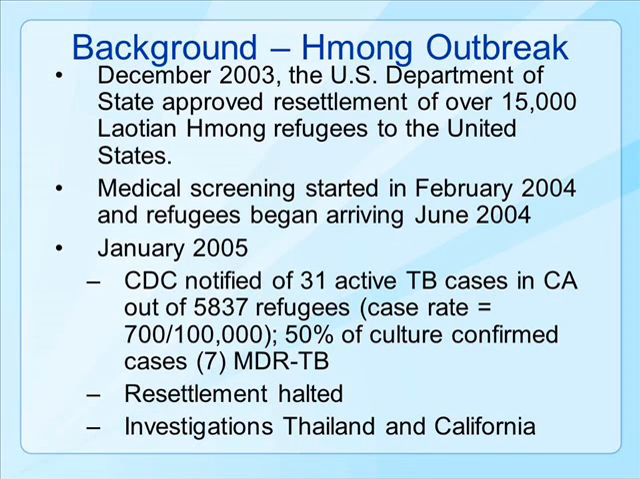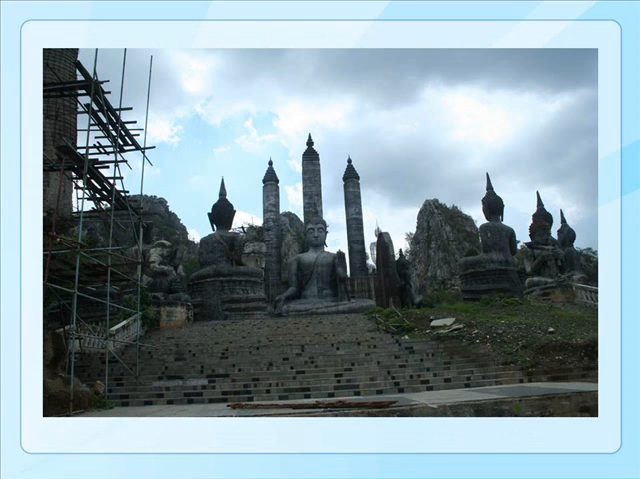CDC was notified of 31 active TB cases in this population in California out of approximately 6,000 refugees, giving a case rate of 700 per 100,000, compared to the U.S. case rate of under 4 per 100,000. 50% of these cases were culture confirmed with multi-drug resistant TB. The resettlement was halted, and there were investigations performed simultaneously by CDC in Thailand and in California. This is a picture of Wat Tom Krabat, which is where many of these refugees were residing at the time.